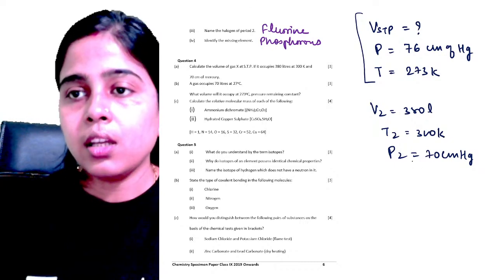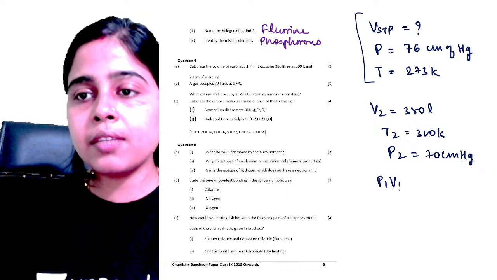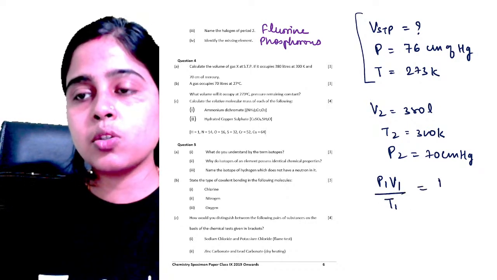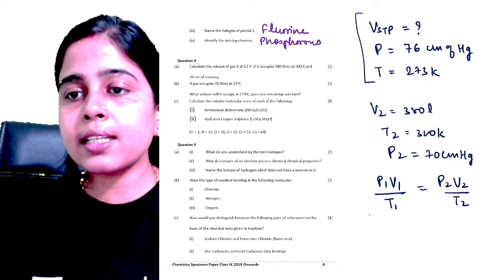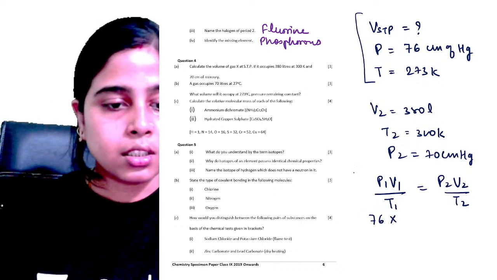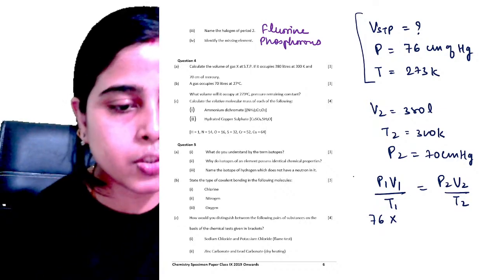Okay. So here we'll use the combined gas law. P1 V1 by T1 is equal to P2 V2 by T2. Simple. P1 is 76 centimeter of Hg. Stoichiometry was there in semester 1, but these gas laws were not included.